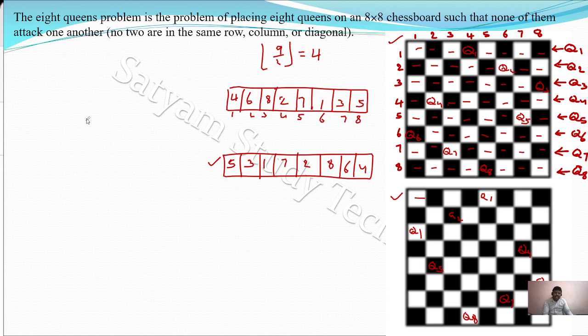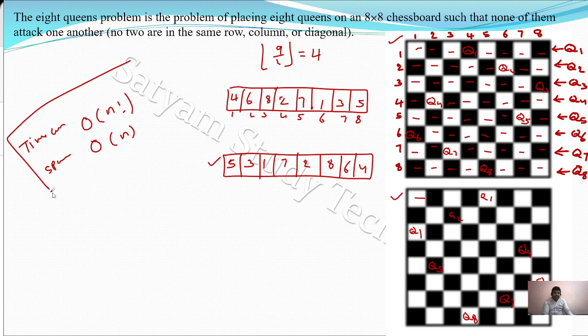So here the time complexity is big O of n factorial and the space complexity is big O of n. This is the time complexity, this is the space complexity. So n factorial time complexity, and space complexity is big O of n.